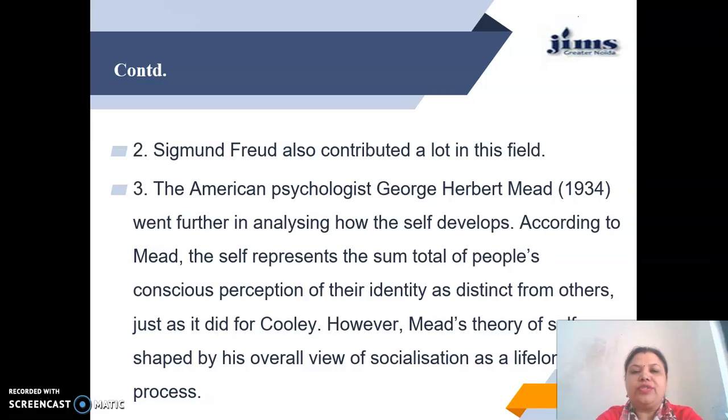The American psychologist George Herbert Mead went further in analyzing how the self develops. According to Mead, the self represents the sum total of people's conscious perception of their identity as distinct from others, just as it did for Cooley. However, Mead's theory of self was shaped by his overall view of socialization as a lifelong process.